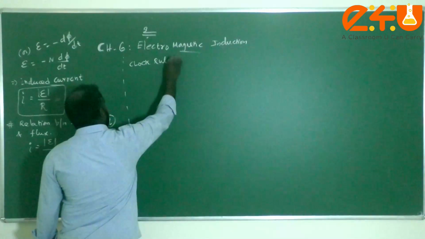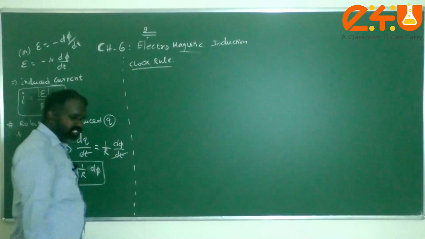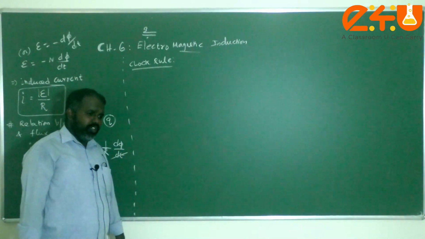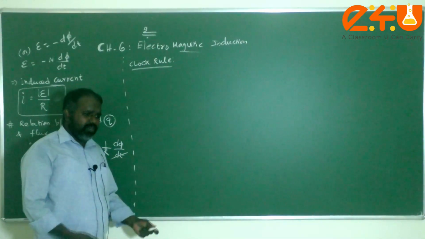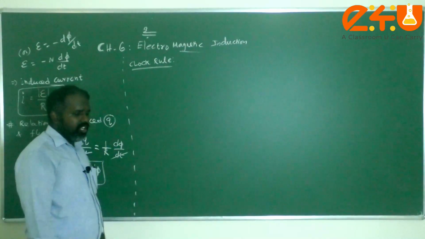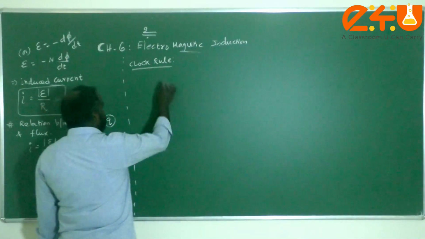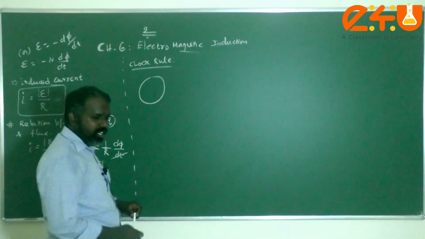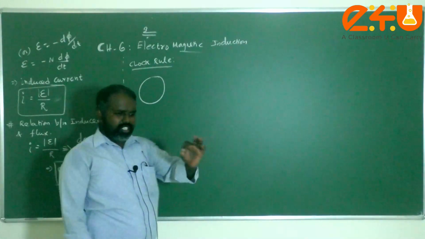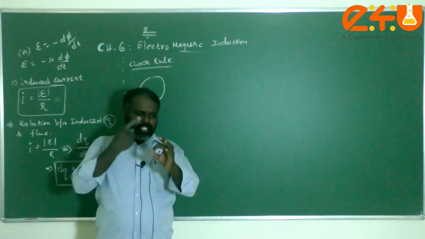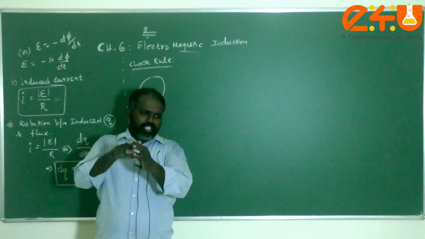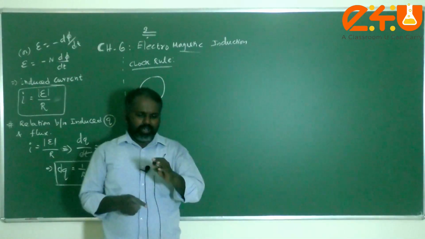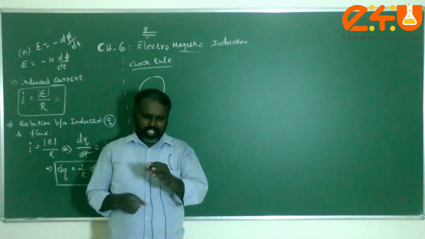That is called what, children? Clock rule. This is very important to identify the direction of the induced current, based on the Lenz's law concept. What the clock rule says: if you are considering a current carrying ring or a current carrying circular loop, which you are seeing like this, this side is towards the observer. Now I am observing the coil like this.